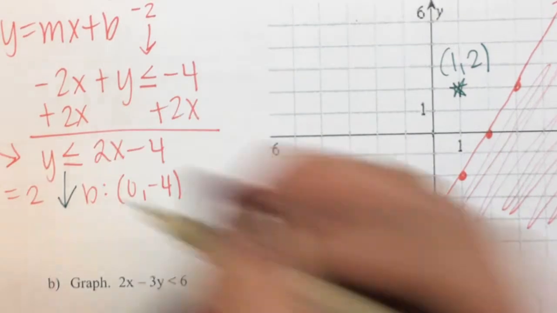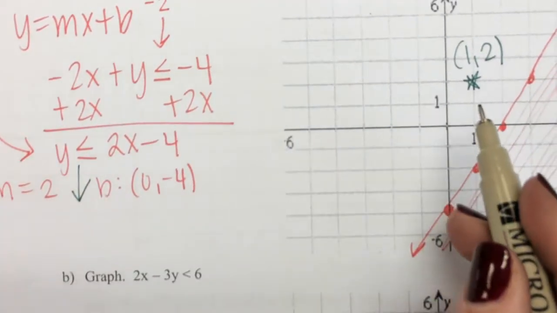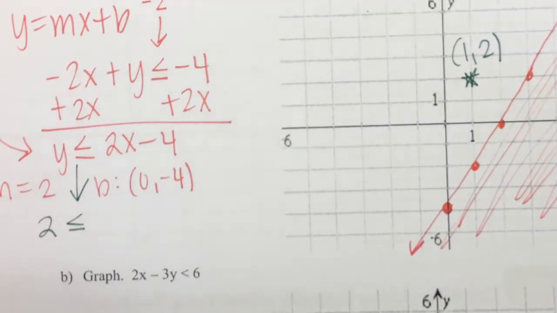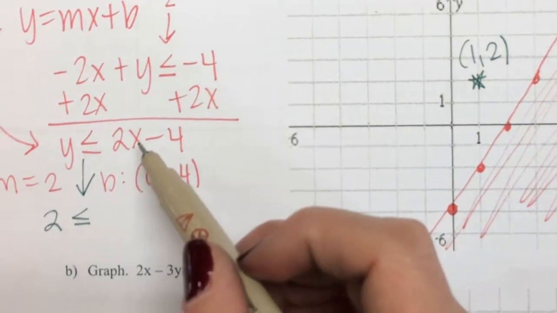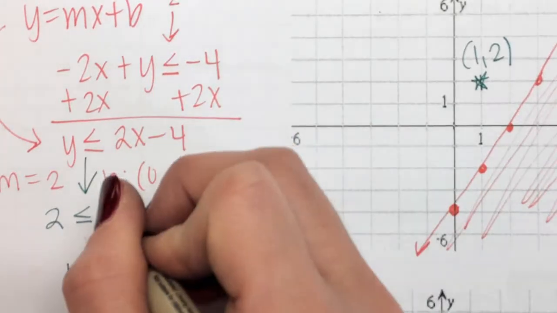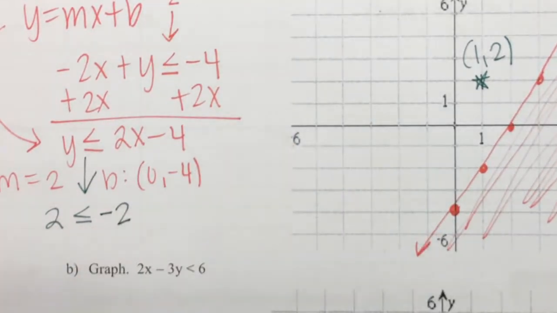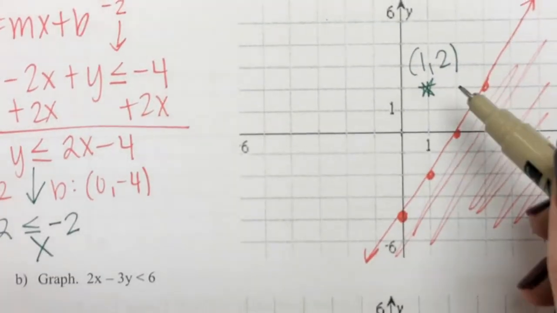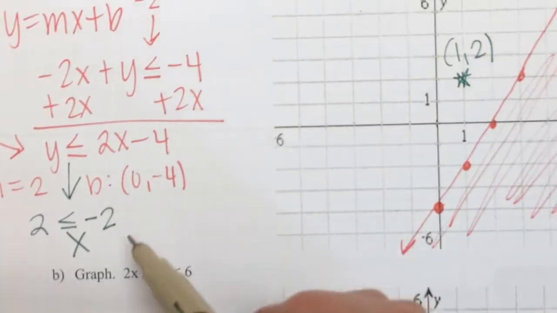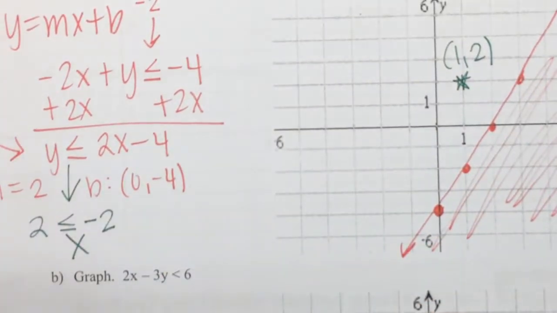So here we go. Plugging in y. So what's the y that Antonio picked? 2 is less than or equal to. The x he picked was 1. What's 2 times 1? Minus 4. Is 2 less than or equal to negative 2? No, that's why this region is not shaded. Any point in here that you pick and plug it in, it will work. It'll be a true statement. That's how you can check.